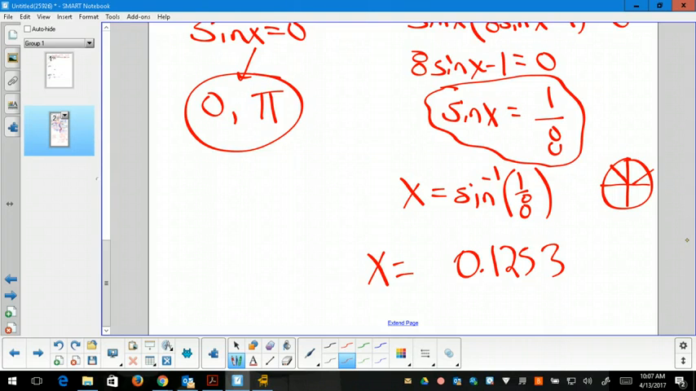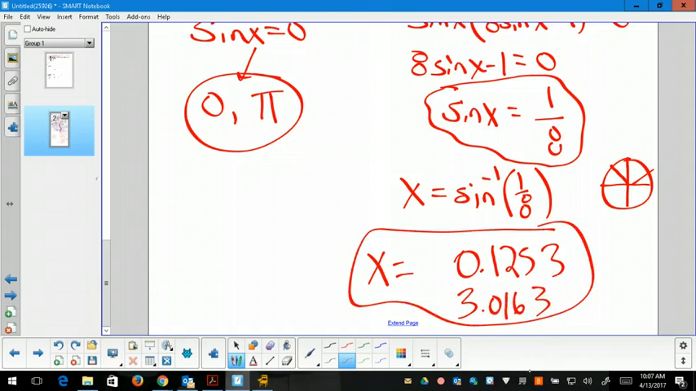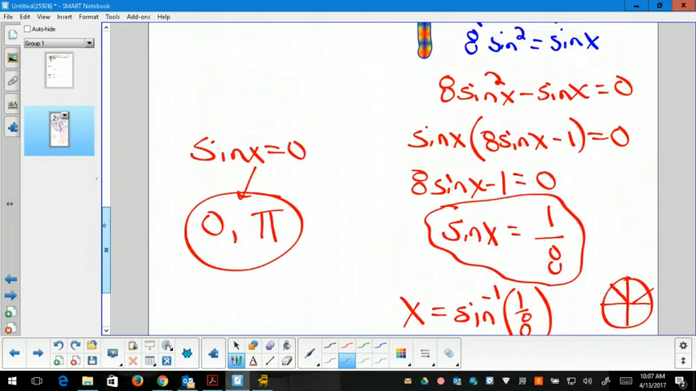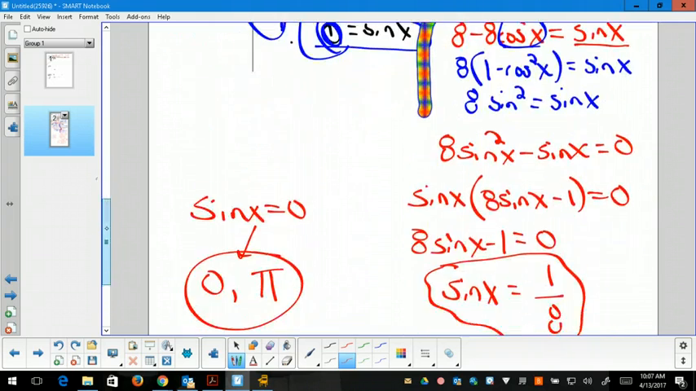So how am I going to find the other value? 180 minus, well, not 180, it would be pi minus 0.1253, which is 3.0163, as long as I've just kept it in my calculator as well. So there's my 4 possible answers for this. Now I don't have to worry as much about checking for extraneous solutions because I didn't square anything along the way. It was already squared in the original equation.